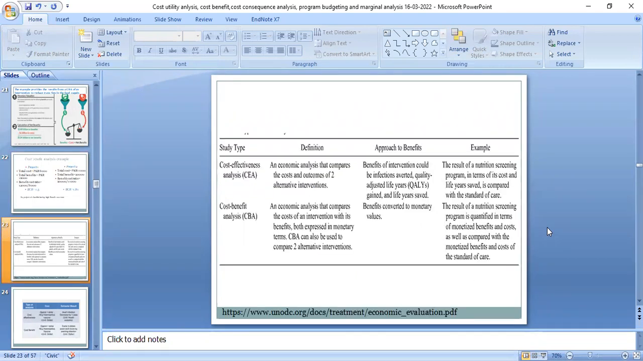Now the differences between cost benefit analysis and cost effectiveness analysis. Cost effectiveness analysis is an economic analysis that compares the cost and outcomes of two alternative interventions, while cost benefit analysis is an economic analysis that compares the cost of an intervention with its benefits, both expressed in monetary terms. Cost benefit analysis can be used to compare two alternative interventions. In cost effectiveness analysis, benefits of intervention could be infections averted, quality adjusted life years gained, and life years saved, as already explained, like cost per death averted and cost per intervention. While in cost benefit analysis, benefits are converted to the monetary value.